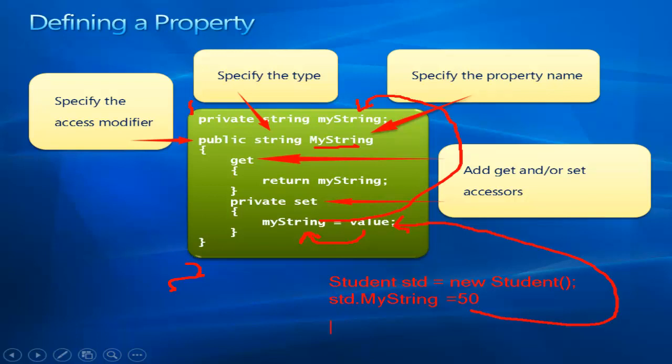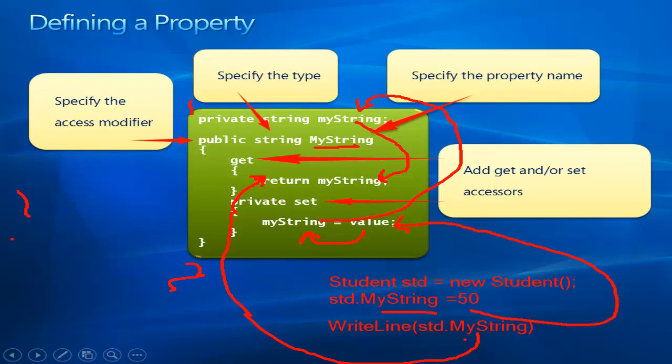Now, if I do Console.WriteLine(std.MyString), what is it going to do? Remember, I'm not assigning it. I'm calling it back. So this is going to call the get method, which is going to return the value which is stored in myString, and it's going to return it back to me. If you notice here, it behaves like a field in both cases, but in turn, there is a method associated with it.